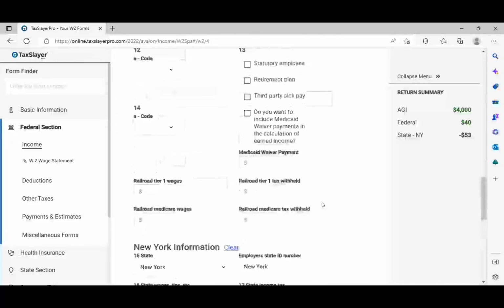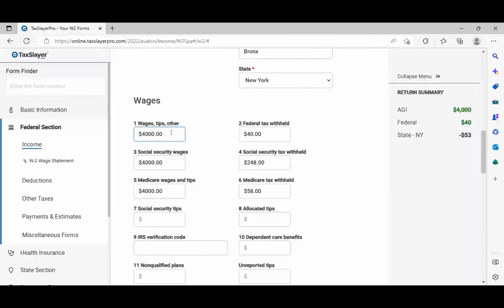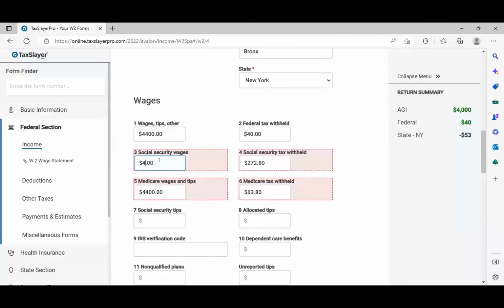Okay, let me show you an example of how the numbers change if we were to change some of the numbers here. What if you looked at the W-2 as you're reviewing your work and you said, gee whiz, I put in 4,000, the W-2 says 4,400. I better change that. Let's do it this way. 4,400. Okay, I made a mistake.